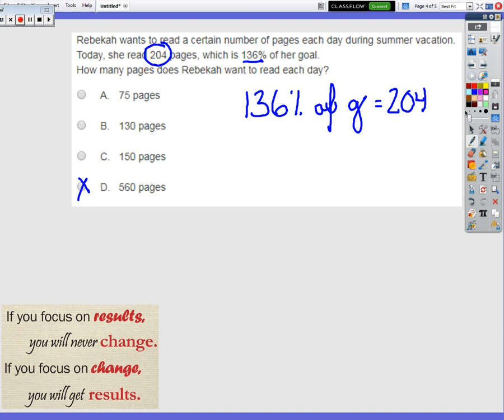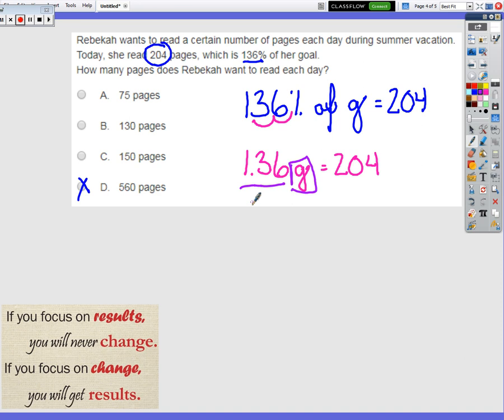Now again, I need to convert this to a decimal. This is a percent. We simply move it 2 places to the left. We're dividing by 100. 1 and 2. That becomes 1 whole, which is the 100%, and 36 hundredths, which is 36%, times G equals 204. We are now going to box in that G. We want to evaluate for 1 G. I don't care what 1 and 36 hundredths G's are. I want 1 G, or 100%.